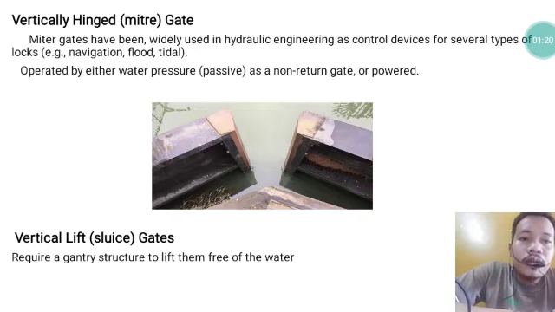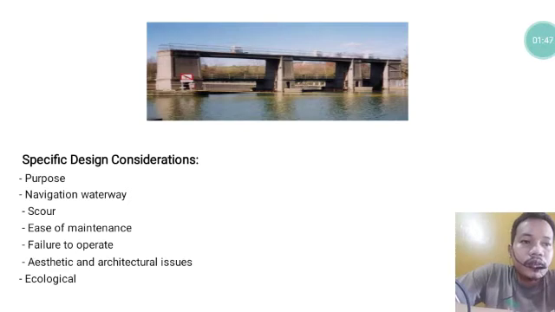Vertically hinged gate. This gate has been widely used in hydraulic engineering as a control device for several types of blocks. This is operated by either water pressure as a non-return gate. So next is vertical lift gates, which require a gantry structure to lift them free from the water. So that is what you see there.